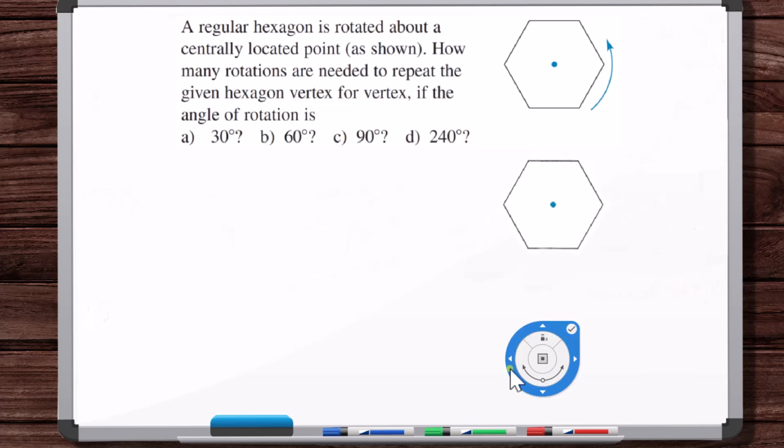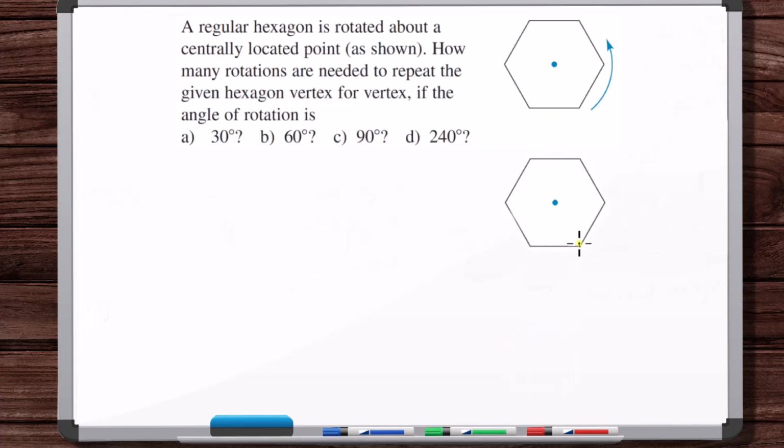But that's not what they're saying. They're saying, okay, if we mark off this vertex, we don't have a repeated hexagon until we do this. That's what they're saying. So if you've got 30-degree rotations, then how many rotations do you need to apply consecutively to repeat the hexagon? Well, okay, it's 360. To repeat the hexagon vertex for vertex, is that what they're saying? Let me check. Hold on.